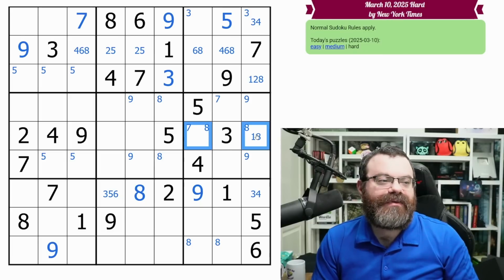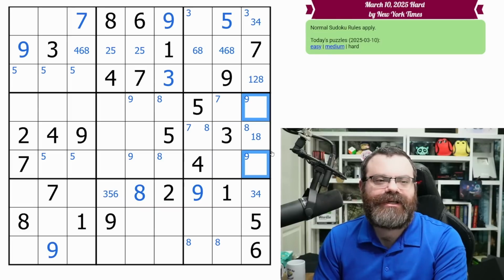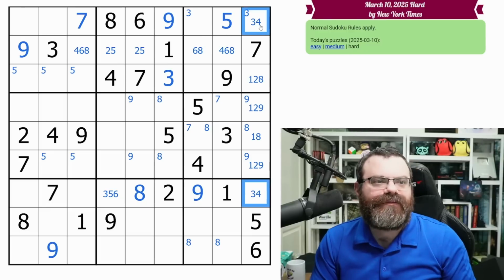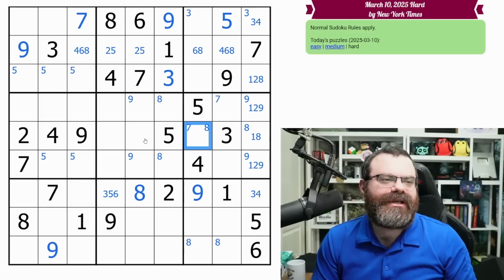So 8 being in one of these two claims the box, meaning these can't be 8 anymore. So if these are not 8, we can actually mark them up. They're 1, 2, 9. All right. Because we already know they're not 3, 4, and they're not the 8 now. Because the 8's in one of these two. This is called claiming. In fact, we can just look at this whole row.